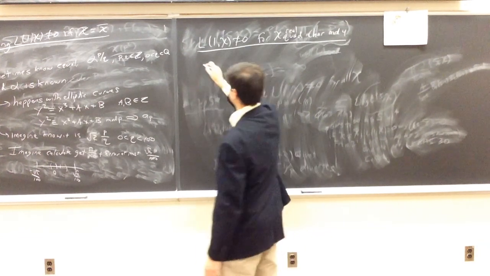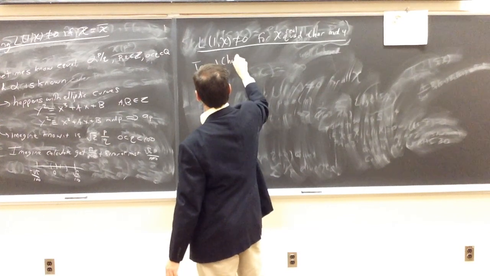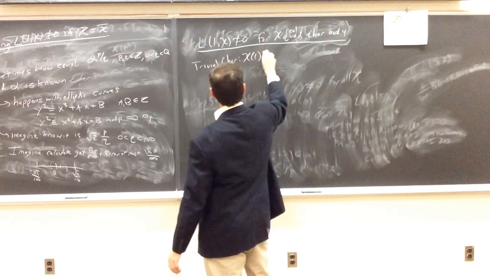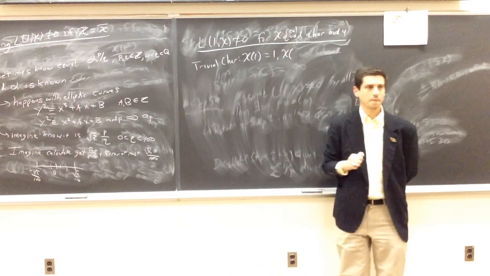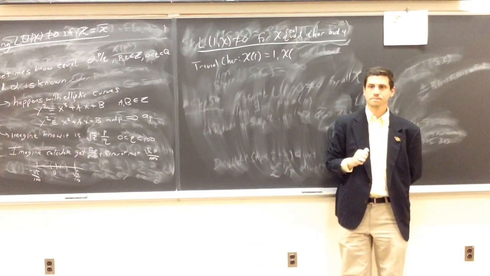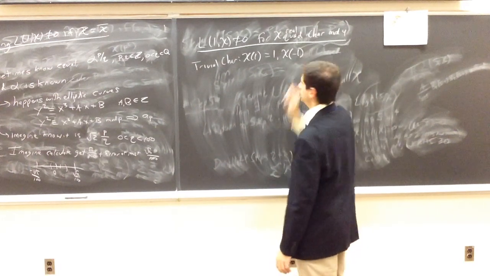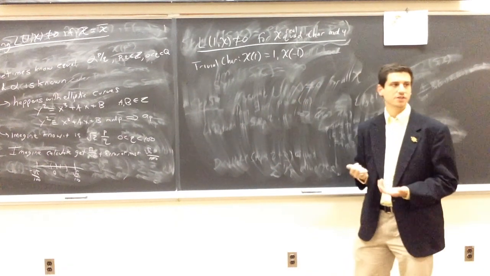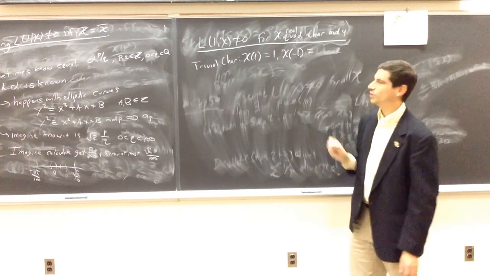So there are 2 characters. There's the trivial character, chi of 1 equals 1. What's the other value of chi I need to evaluate? 3. Instead of 3, I'll write negative 1. That's just the more common way people write the numbers modulo 4. It's 1 and negative 1. And what will chi of negative 1 equal?